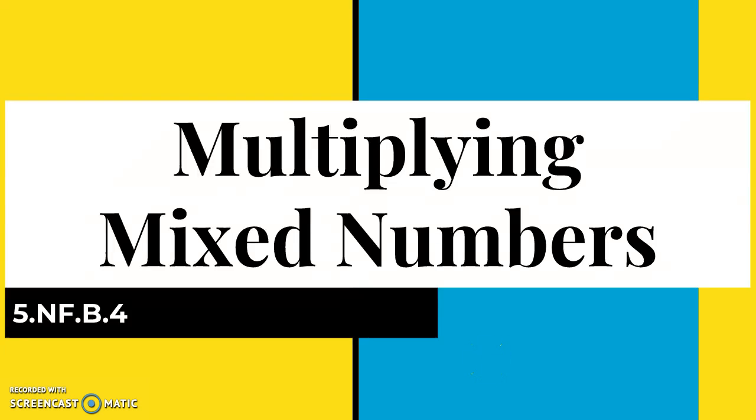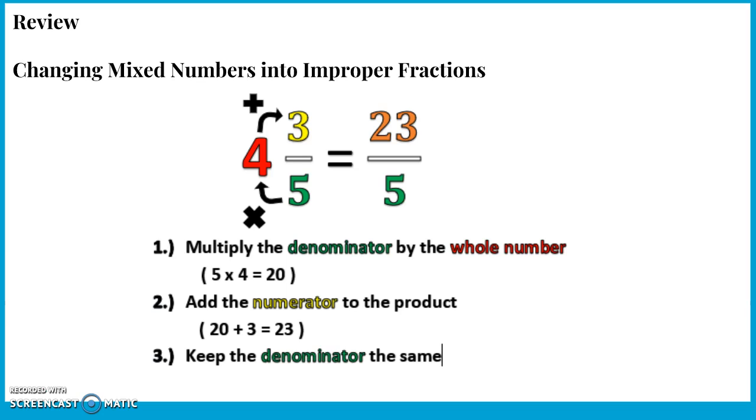So today we're going to be taking a look at how to multiply with mixed numbers as a continuation of our study of Common Core Standard 5.NF.B.4, multiplying with fractions. To review what we've done in the past, changing mixed numbers into improper fractions.